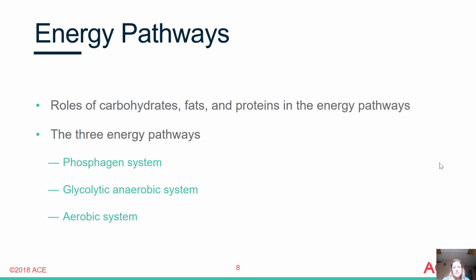Let's take just a few minutes and talk about energy pathways. So this is where the exercise physiology comes into play. And we look at the roles of carbohydrates, fats, and protein. So those are our energy yielding nutrients. So in order for your body to produce energy, it has to have carbohydrate, it has to have fat, and it has to have protein.